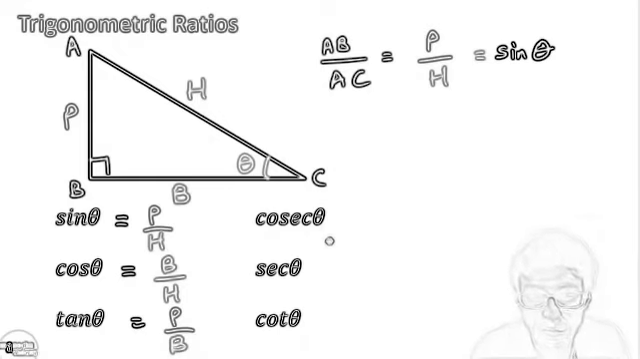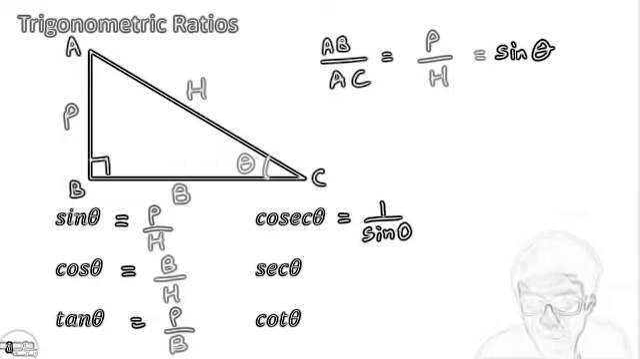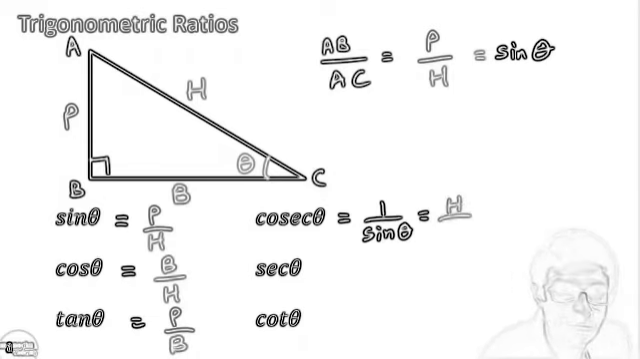So let's take a look here. Now what is cosec theta? Cosec theta is defined as the reciprocal of sine theta. So that's going to be 1 by sine theta. So the reciprocal of this guy. What is the reciprocal going to be? That's pretty simple, right? It's going to be H by P. So hypotenuse by perpendicular. Okay, simple.